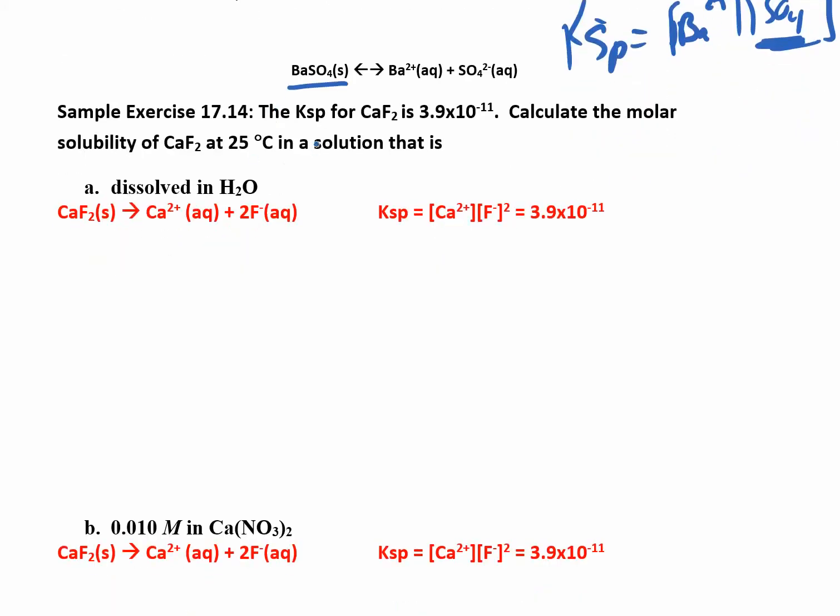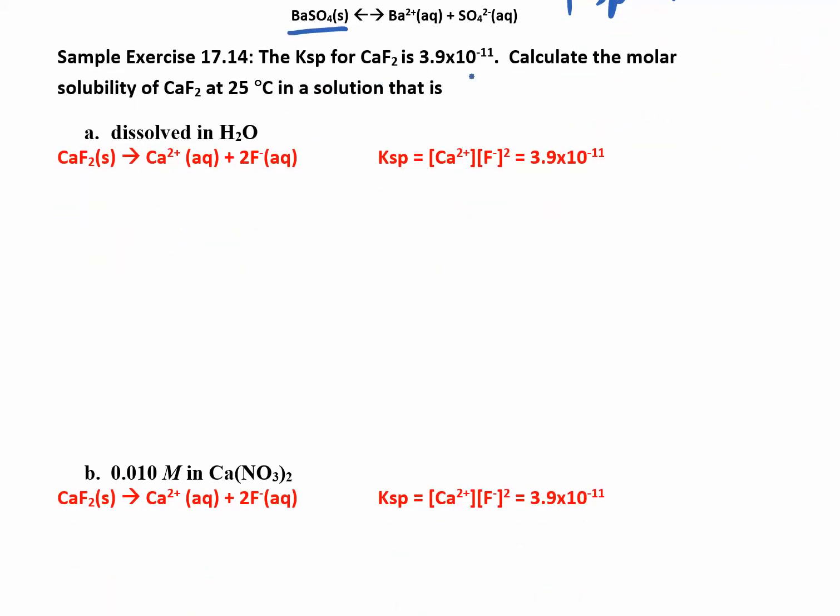Let's try a couple of examples of this. If we had calcium fluoride, they give you the KSP, which is not going to change. The KSP is always going to be the same. That's the constant, and I set up the expressions for you already here. The K doesn't change, but the solubility will change depending on how much of your ions you have present in your solution.